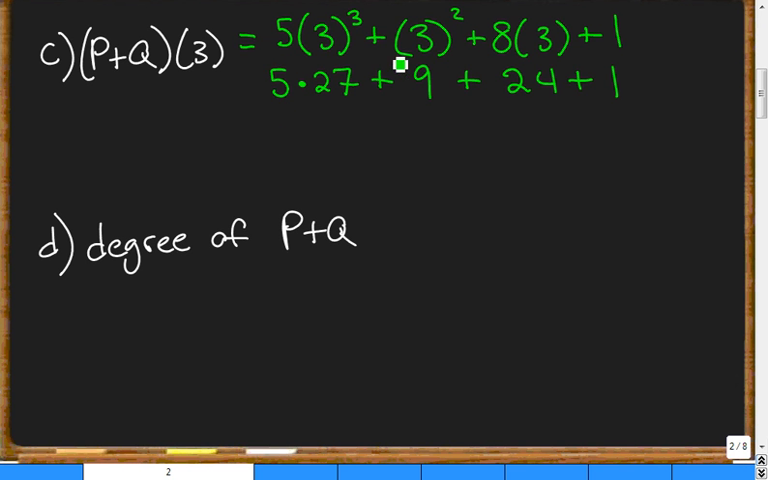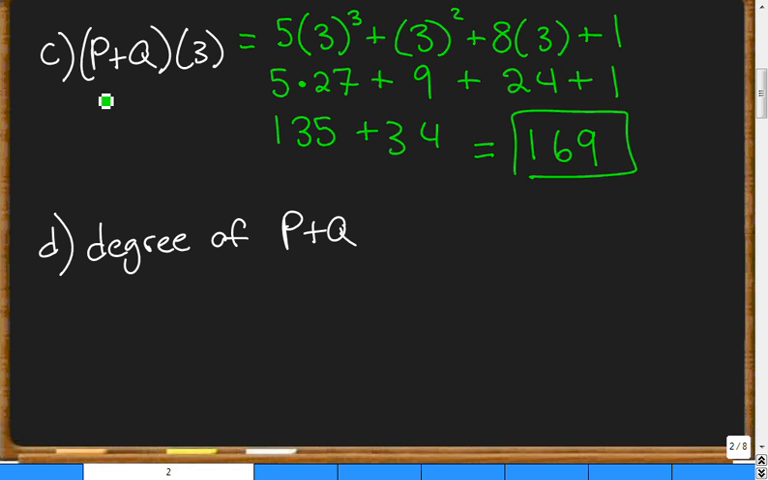Well, 5 times 27 is going to be 135. 9 plus 24 plus 1 should give us plus 34. So our final answer is going to be 169. So this here represents the combination of p and q when they're added together. So we need to use that function when we're plugging in 3. Now you could also plug 3 into p and then 3 into q and add those together. But if you already have p plus q, then that's not necessary.